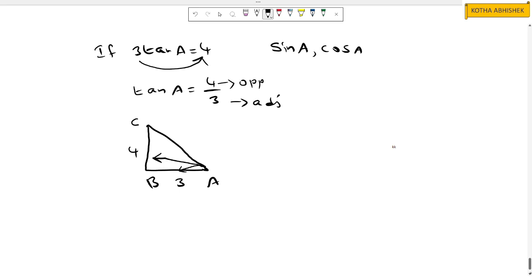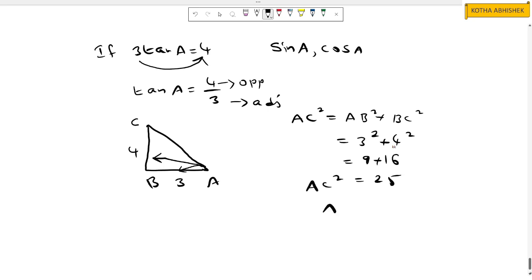Let us try to find out the third side first. So hypotenuse square equals base square plus height square. Hypotenuse is unknown, which is equal to 3 square plus 4 square. 3 square is 9 plus 4 square is 16. 9 plus 16 is 25. So AC square is 25. Then what is AC? That is 5. So the hypotenuse is 5 units.